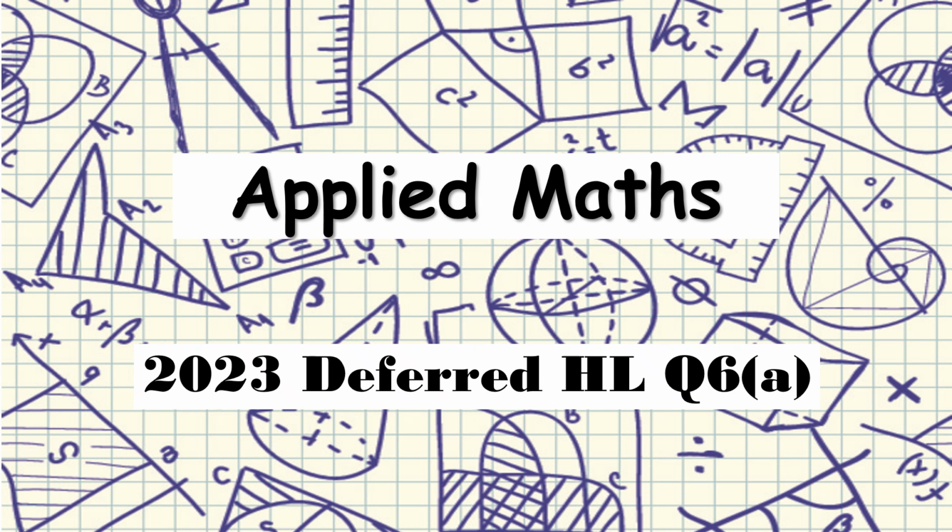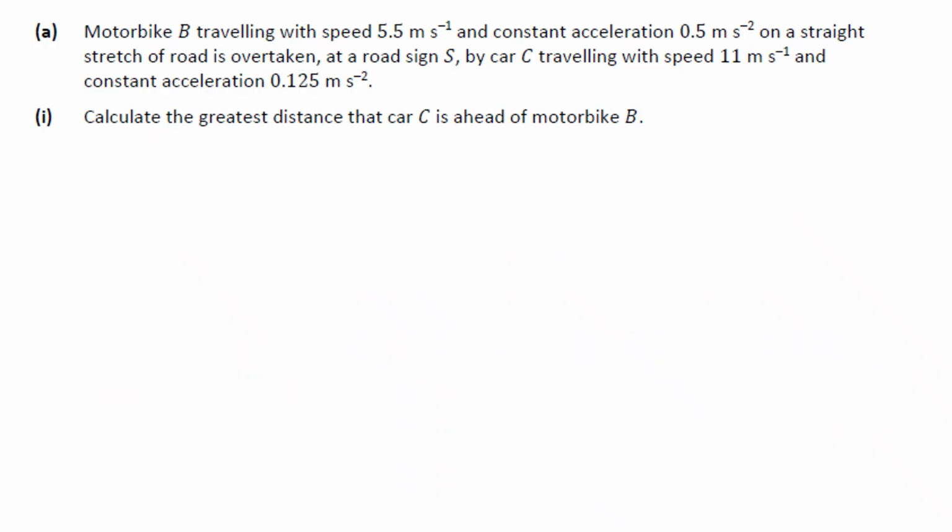In this video, we're looking at the 2023 Higher Level Deferred paper, question 6, part A. And this is a uniform acceleration question. So motorbike B traveling at speed 5.5 meters per second and constant acceleration of 0.5 meters per second squared on a straight stretch of road is overtaken at a road sign S by car C traveling at speed 11 meters per second and a constant acceleration of 0.125 meters per second squared. Calculate the greatest distance the car C is ahead of motorbike B.